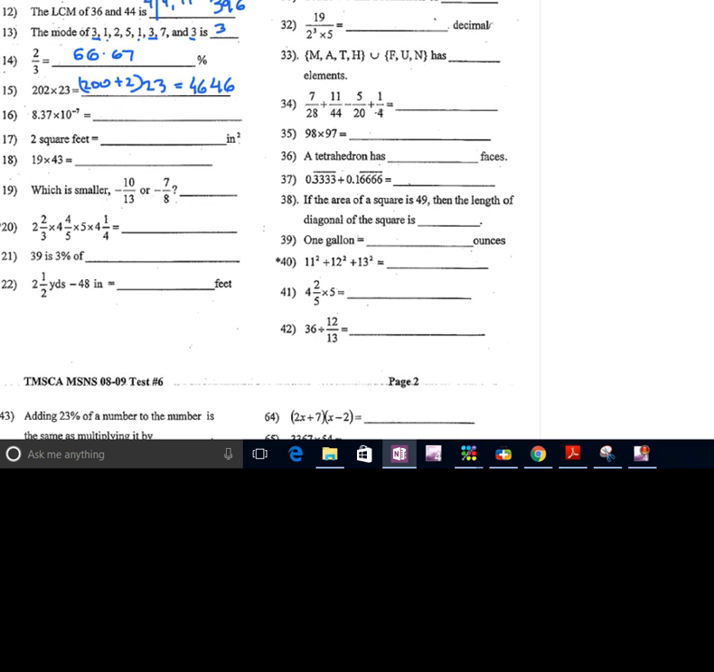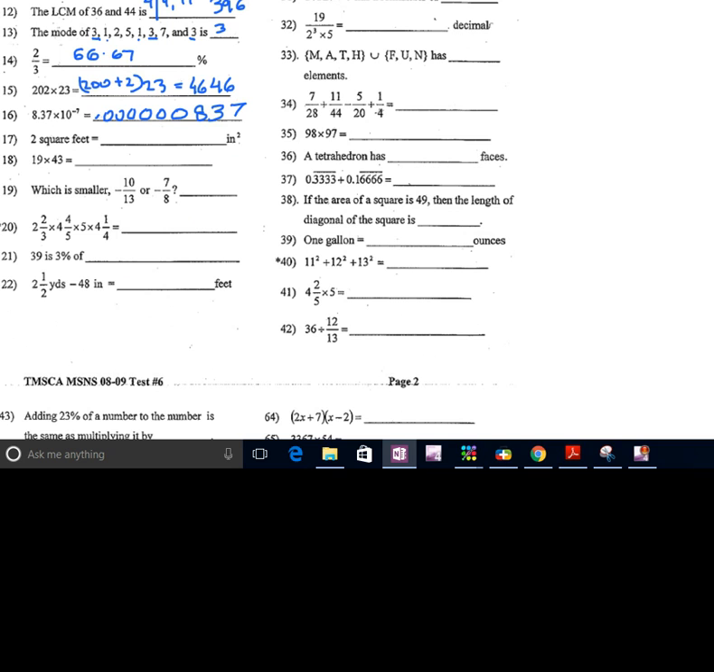Okay. So the next question is 8.37 into 10 to the power minus 7. So this is clearly 0.0. So this will have 6 zeros. 4, 5, 6, 8, 3, 7.